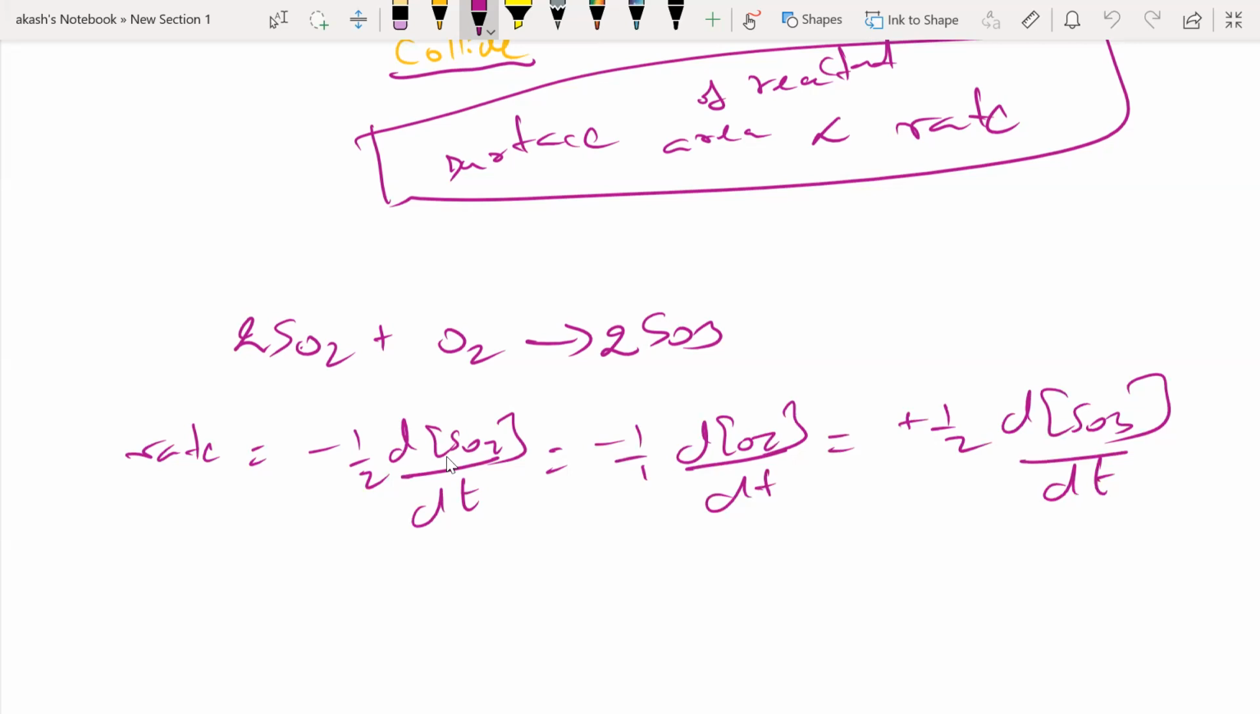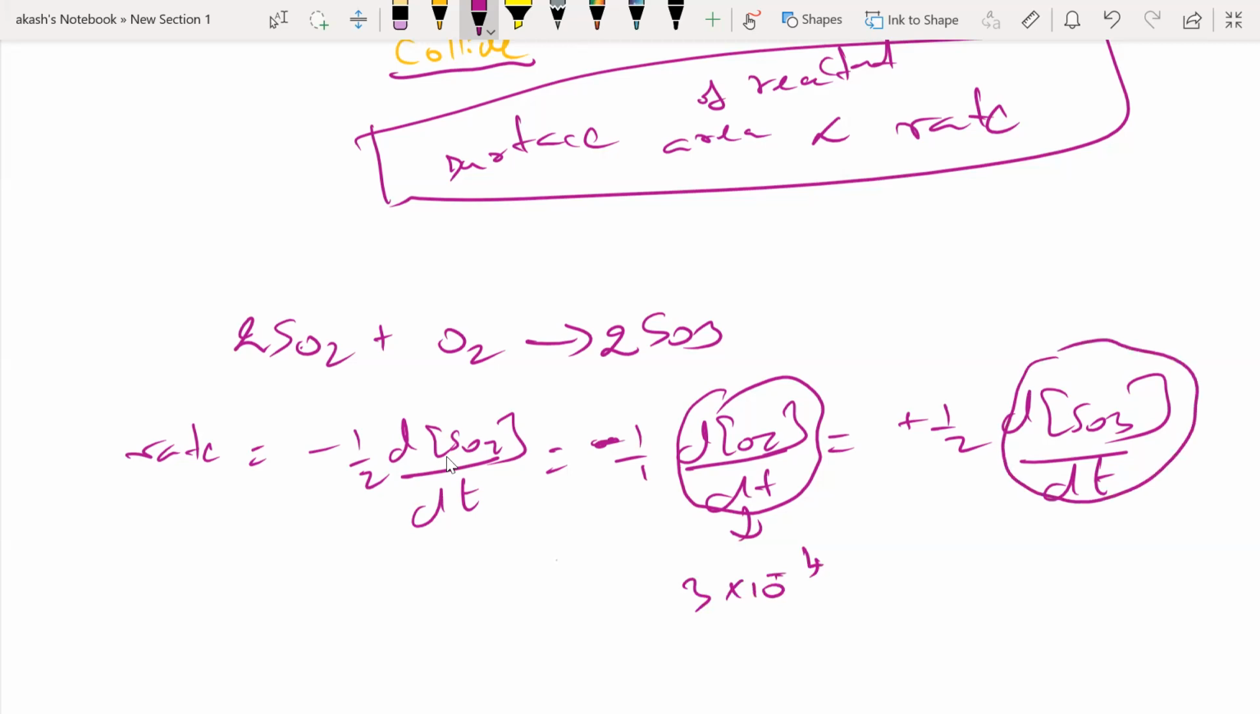Okay. Now, what is given in the question? Forget about the signs. Minus sign, plus sign, don't worry about it. So now this particular value, the rate of disappearance of O2, is what is given in the question: 3 into 10 to the power minus 4. What they're asking you is this particular value, the rate of appearance of SO3.